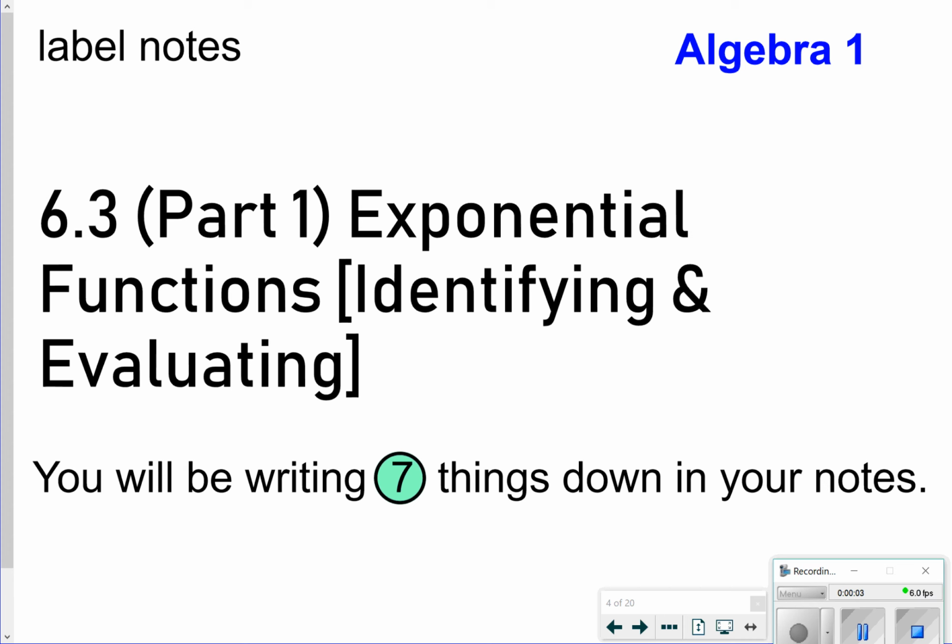Today we're looking at lesson 6.3 part 1, exponential functions, and we're basically just identifying them, what is exponential, what is not, and then we'll also evaluate some of them. You will need a calculator, so just make sure you have that with you, and we're looking for 7 things to go on our notes.